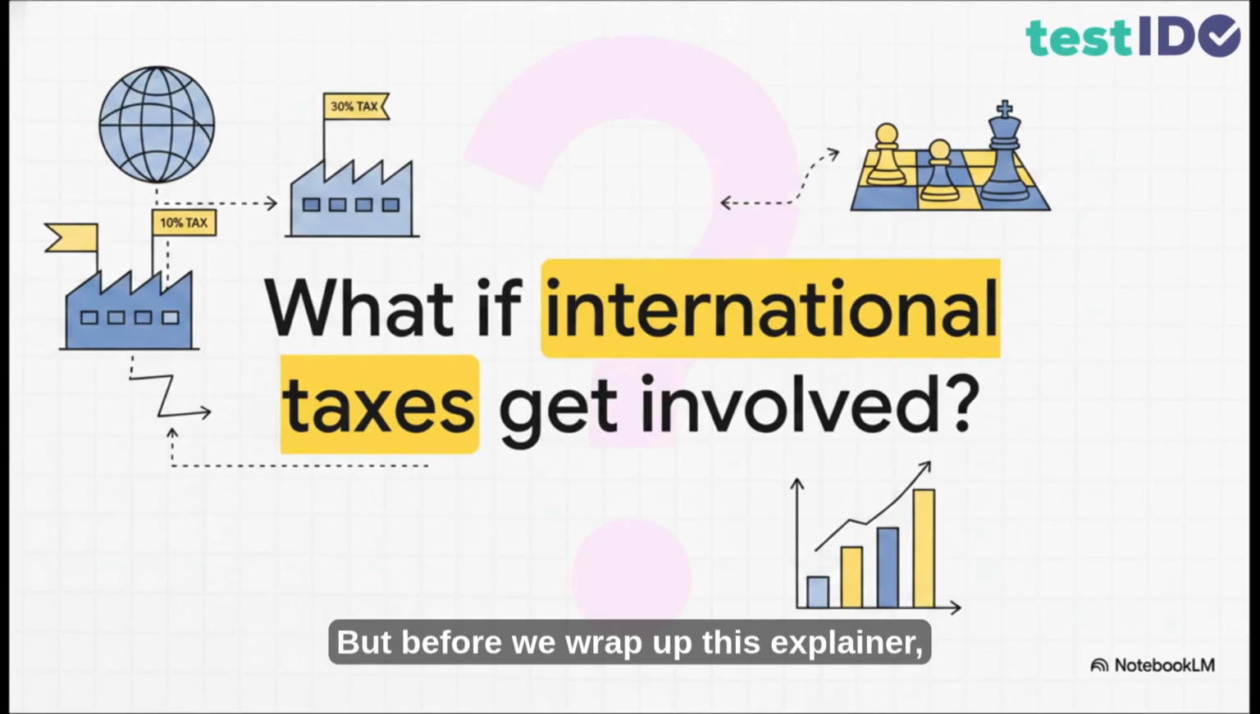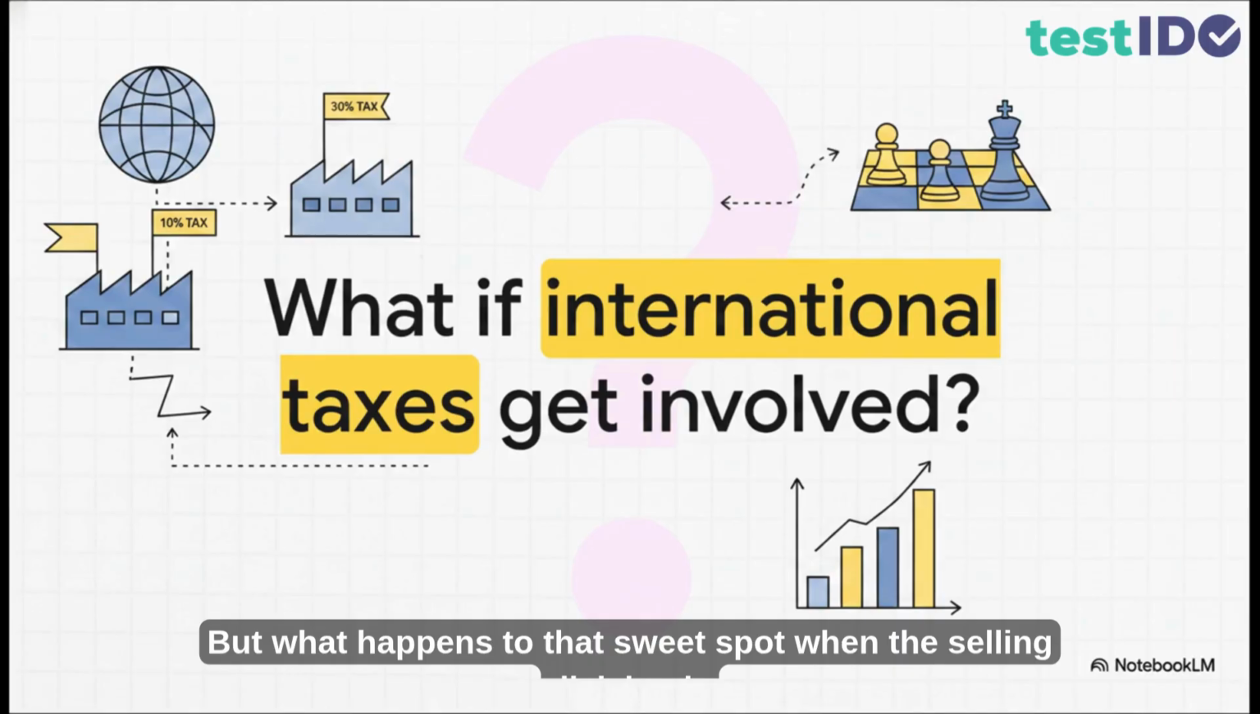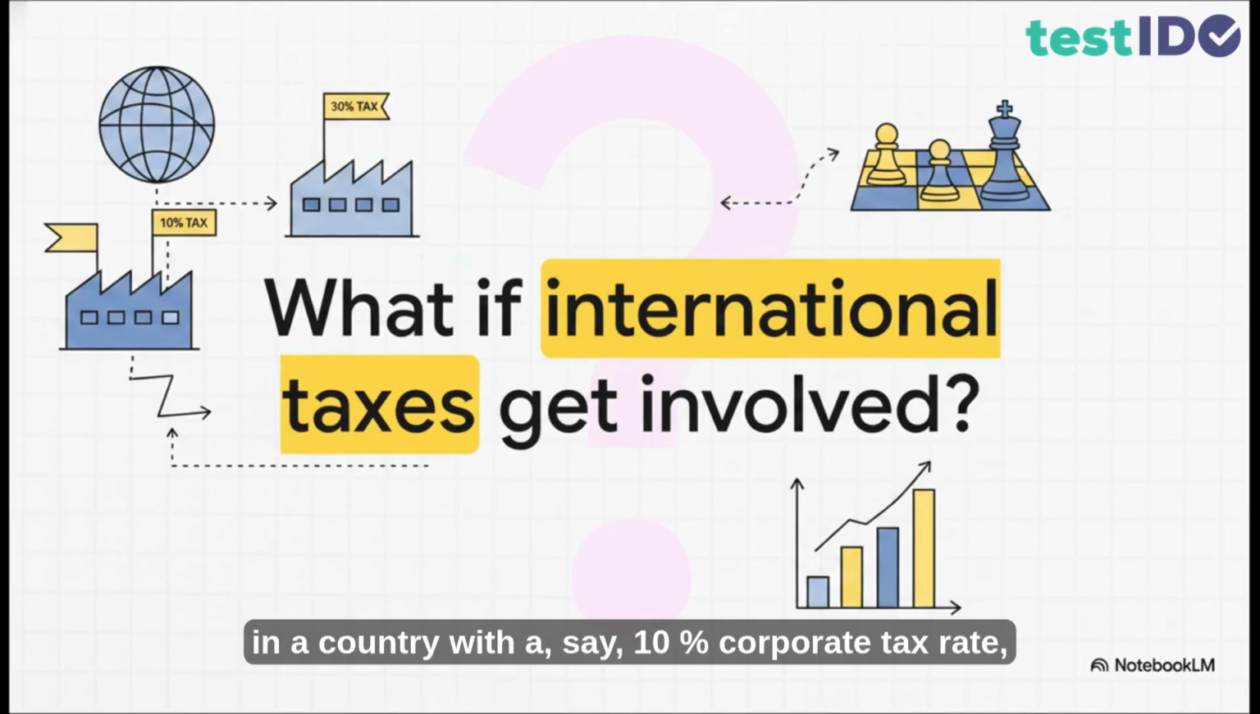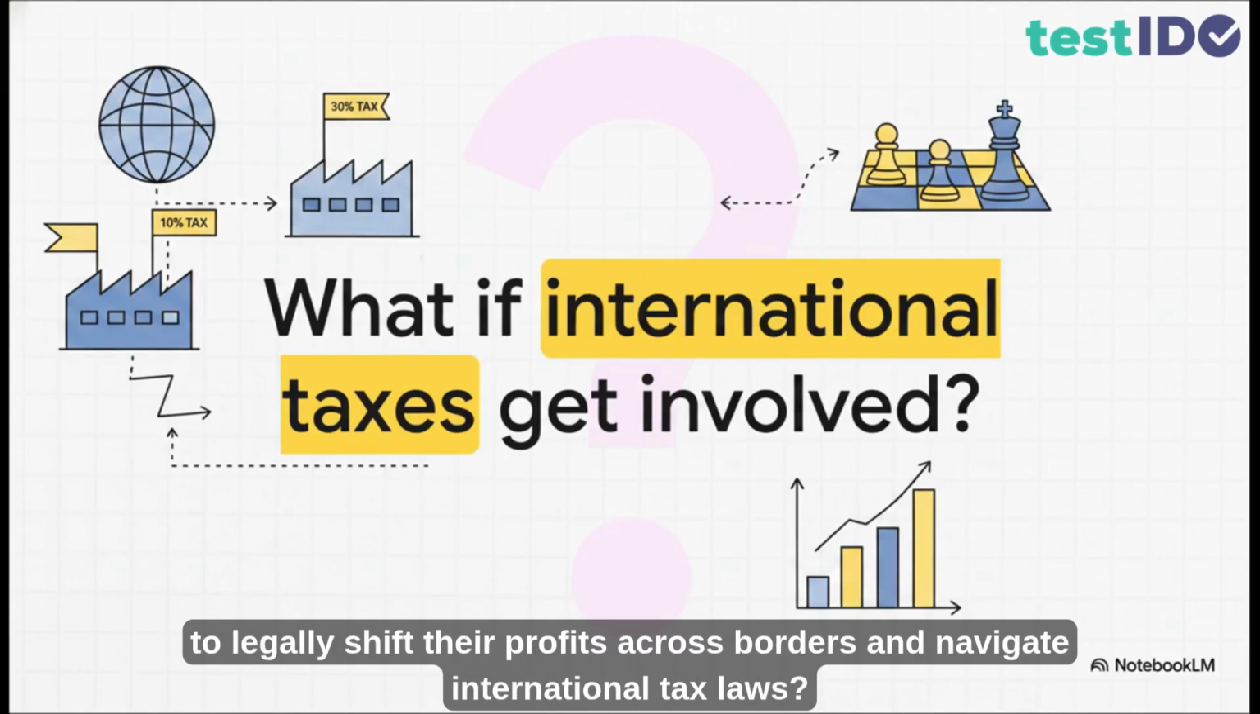But before we wrap up this explainer, I want to leave you with a fascinating thought. You now know how to find the mathematical sweet spot within a single country's borders. But what happens to that sweet spot when the selling division is in a country with a, say, 10% corporate tax rate and the buying division is in a country with a 30% tax rate? How do multinational corporations manipulate these internal prices to legally shift their profits across borders and navigate international tax laws?